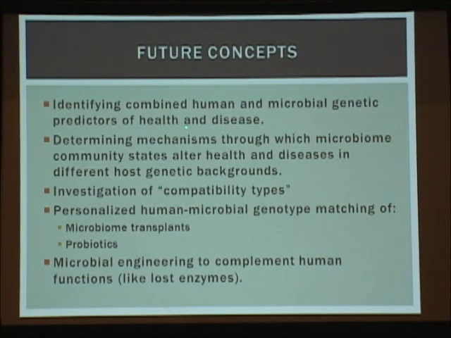And so I think the future is going to be finding combined predictors of disease that are human and microbial. Understanding mechanisms remains a major issue in this field. Investigation of compatibility types or discompatibility types, especially as we think about transplantation and modification. And then this idea of personalized human microbial genotype matching for microbiome transplants and probiotics. And last, I think very relevant to enzyme deficiencies and things, is going to be this idea of engineering. How do we use microbes to bioremediate or give back things that we're missing fundamentally? And I think this is a really promising area that's very early in its infancy.